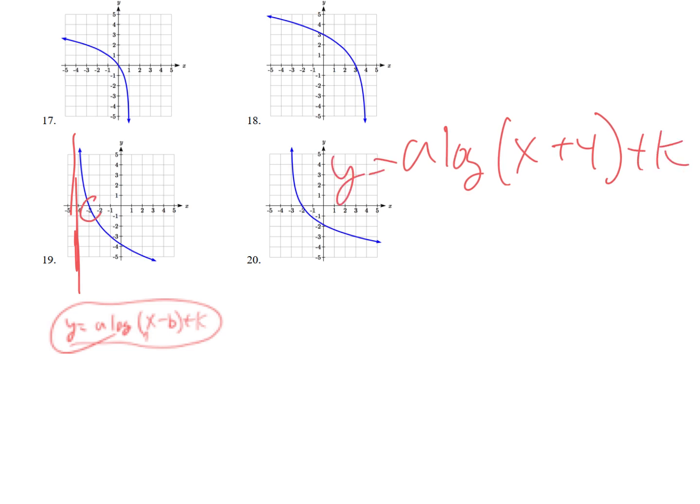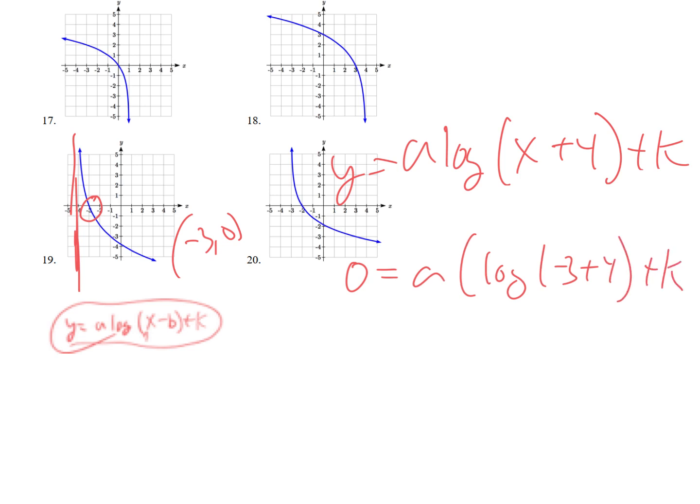And then I see the x-intercept is -3. So that's the point -3, 0. So 0 equals a times the log of -3 plus 4, plus k, and 0 equals a times the log of 1. And of course, we talked about it a minute ago, log of 1 is 0, so k is equal to 0. There's no vertical shift up and down, which makes it a little easier. Actually, it's not that much harder if there is. You just got to include it when you do your calculation for a.